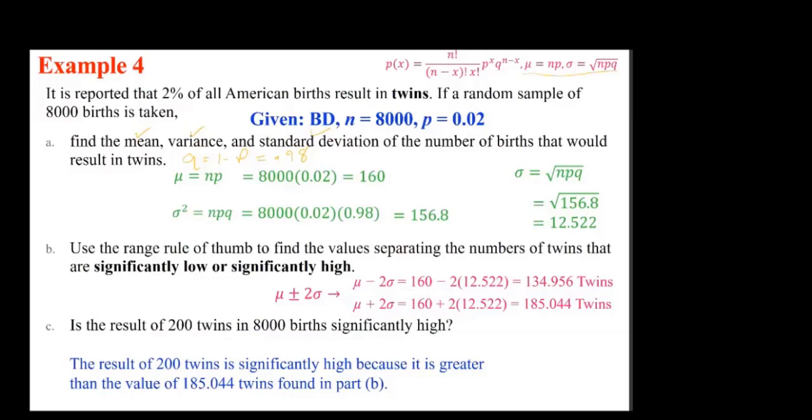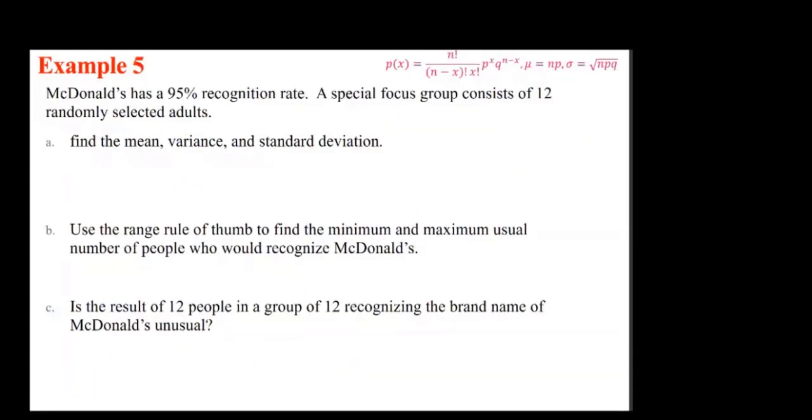Let's look at one more example. McDonald's has a 95% recognition rate. A special focus group consists of 12 randomly selected adults. A. Find the mean, variance, and standard deviation. B. Use the range rule of thumb to find the minimum and maximum usual number of people who would recognize McDonald's. C. Is the result of 12 people in a group of 12 recognizing the brand name of McDonald's unusual?